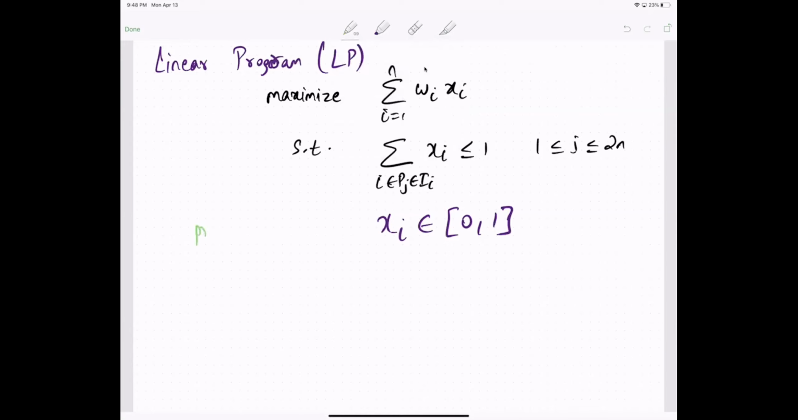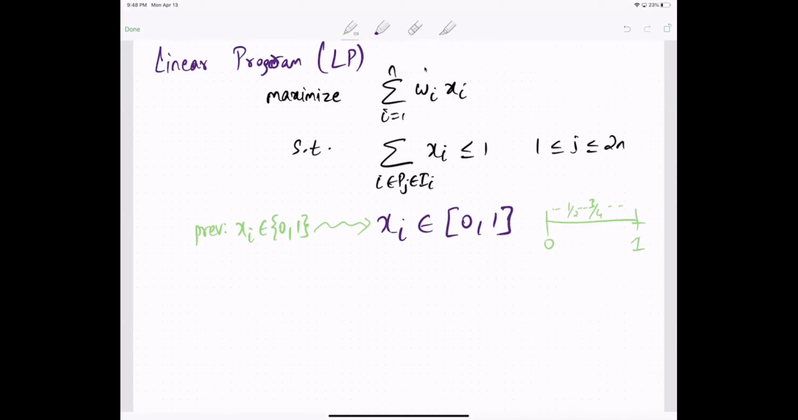So previously it was an integer program. So we were saying it could only take two values, either 0 and 1. But now we are saying it can take any value between 0 and 1. Now let's say 1/2, or 4, whatever. But it can take any values, right?